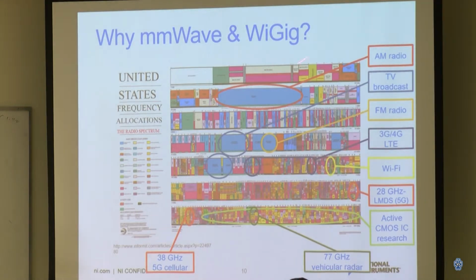Okay, so as mentioned, the frequency bands are controlled by the government, and this is the current US frequency allocation. You can see this color chart is really, really packed. These frequency bands have been used for many, many years, like AM radio, TV, broadband, FM radio, those have been used for many years already, right? And Wi-Fi has a particular frequency range.